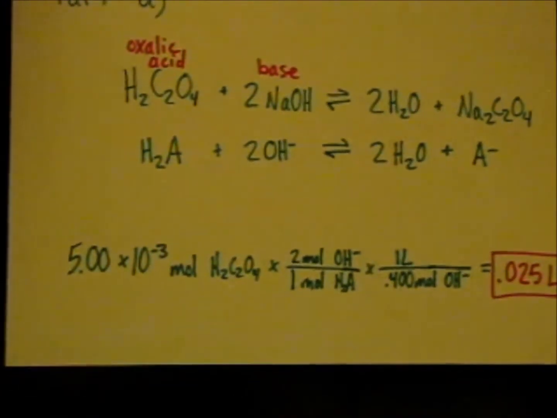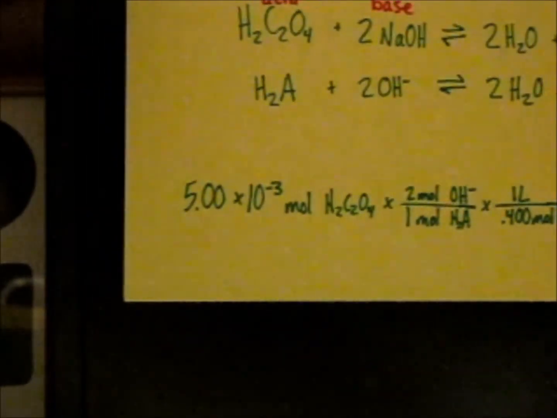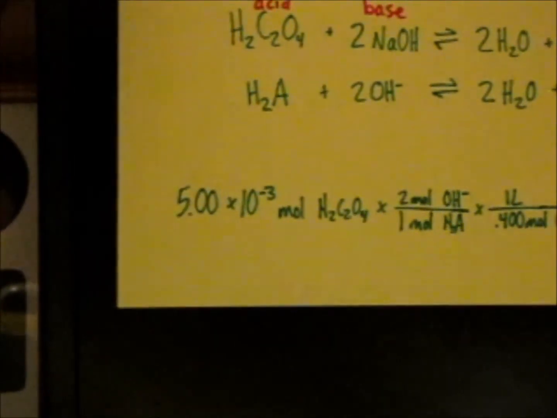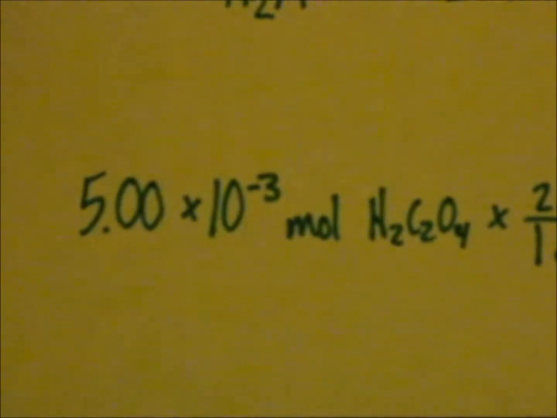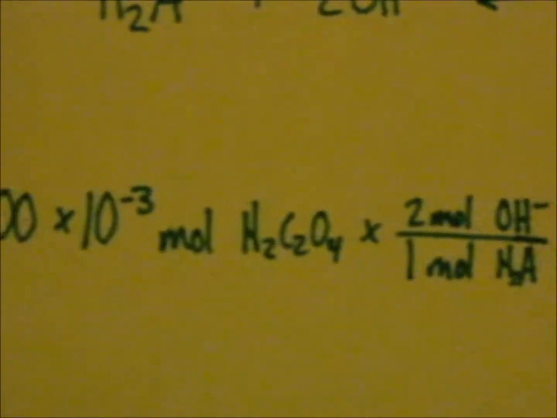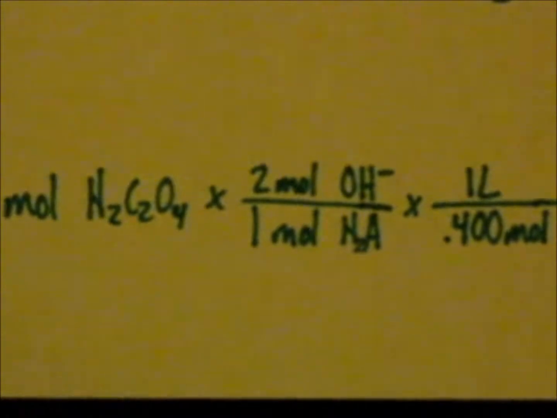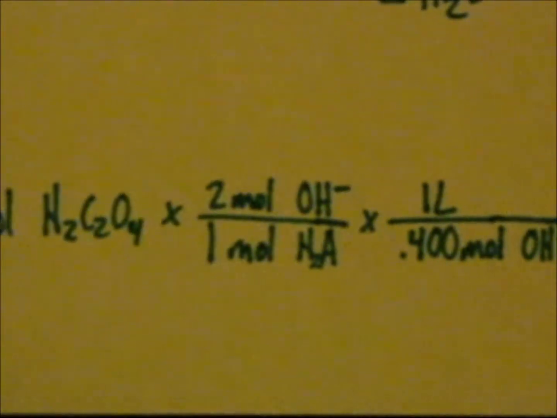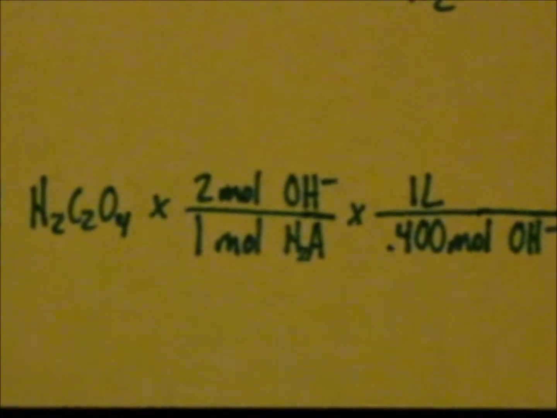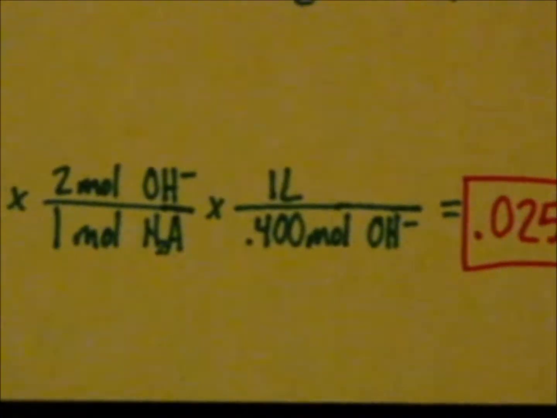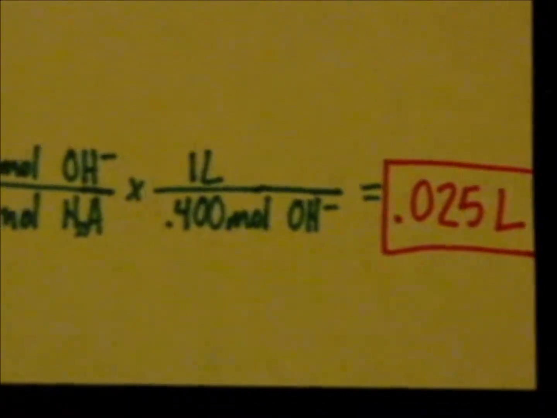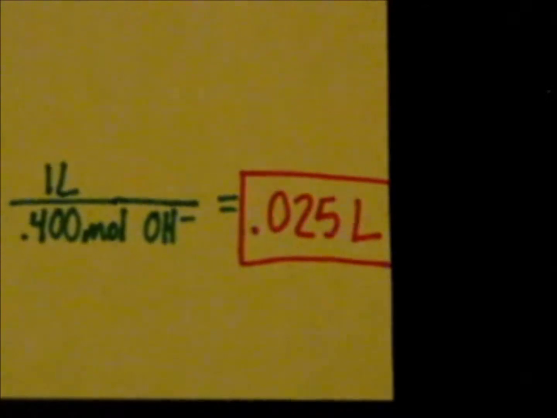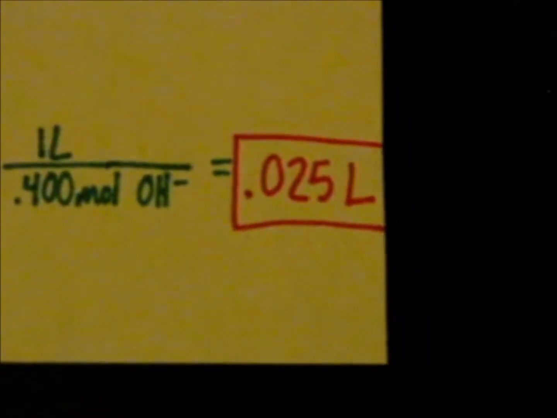To find the volume of base needed to completely neutralize the oxalic acid, the 5.00 times 10 to the negative 3 moles of oxalic acid can be multiplied by the 2-to-1 ratio of hydroxide to oxalic acid that is found in the balanced chemical equation. This is then multiplied by the molarity of the sodium hydroxide to give the amount of NaOH needed to completely neutralize the sample of pure oxalic acid. The final answer is 0.025 liters of sodium hydroxide.